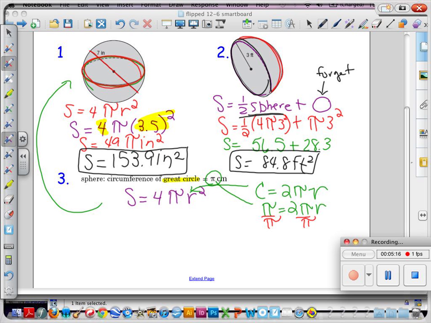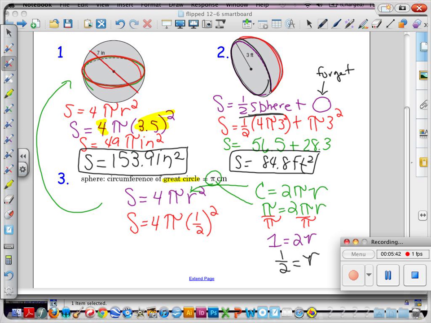That's going to get me 1 here. 2r, and then I'm going to divide by 2, so a half is my radius. Now I can go in my surface area formula. Surface area equals 4 pi, and then I have the half squared.